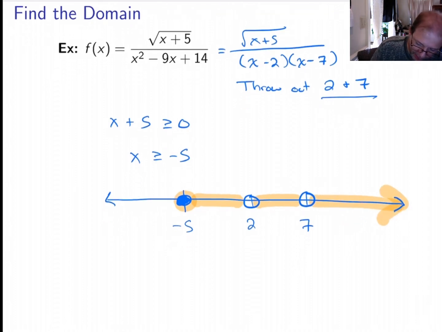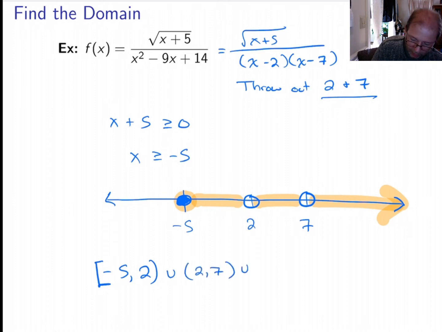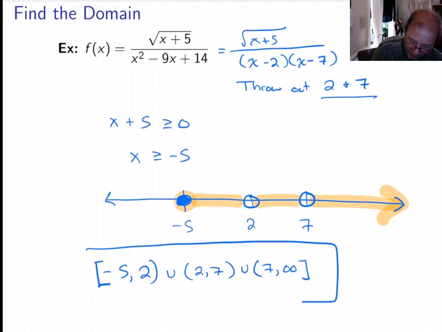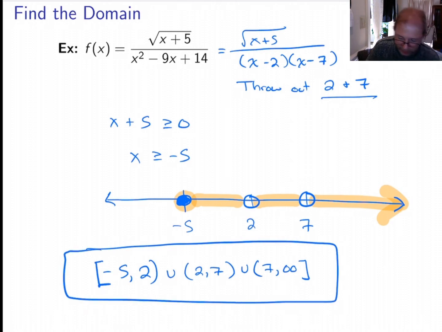So my domain is going to have three parts to it. Negative 5 to 2, together with 2 to 7, together with 7 to infinity. And that's probably the most economical way to write that out, is to just give it as three intervals unioned together.